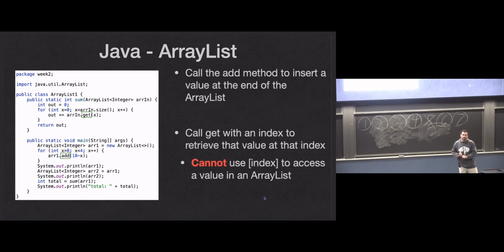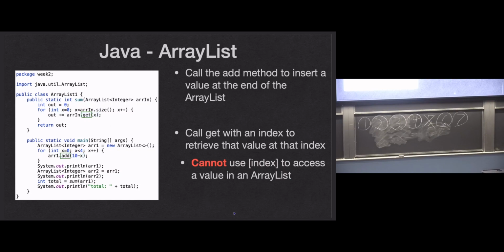And this will be true for most things in Java. Anything we want to do, it's going to be a method call. So if we want to add a value to an array list, .add, and then the value we want to add. And if we want to get a value, .get, and the value we want to get.